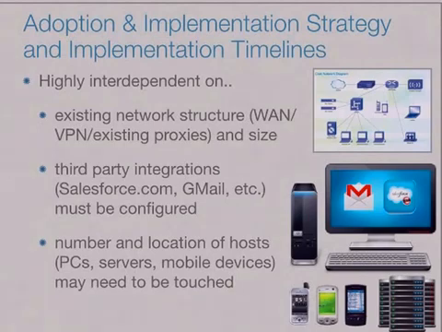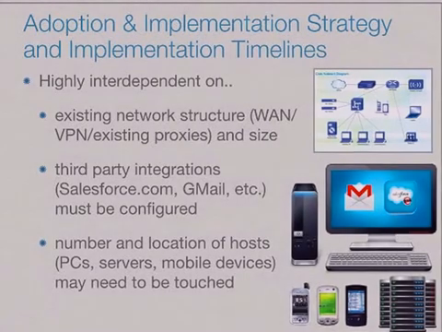Just like any IT project, adoption and implementation strategy will be key to successful integration of a Cloud Encryption Gateway into an existing enterprise. Timeline and strategy are highly interdependent on 3 factors: existing network structure and size, third-party integrations such as Google, Salesforce, Dropbox, etc., as well as the number and locations of hosts, that is PCs, servers, mobile devices, etc., that may need to be touched to configure the Cloud Encryption Gateway.